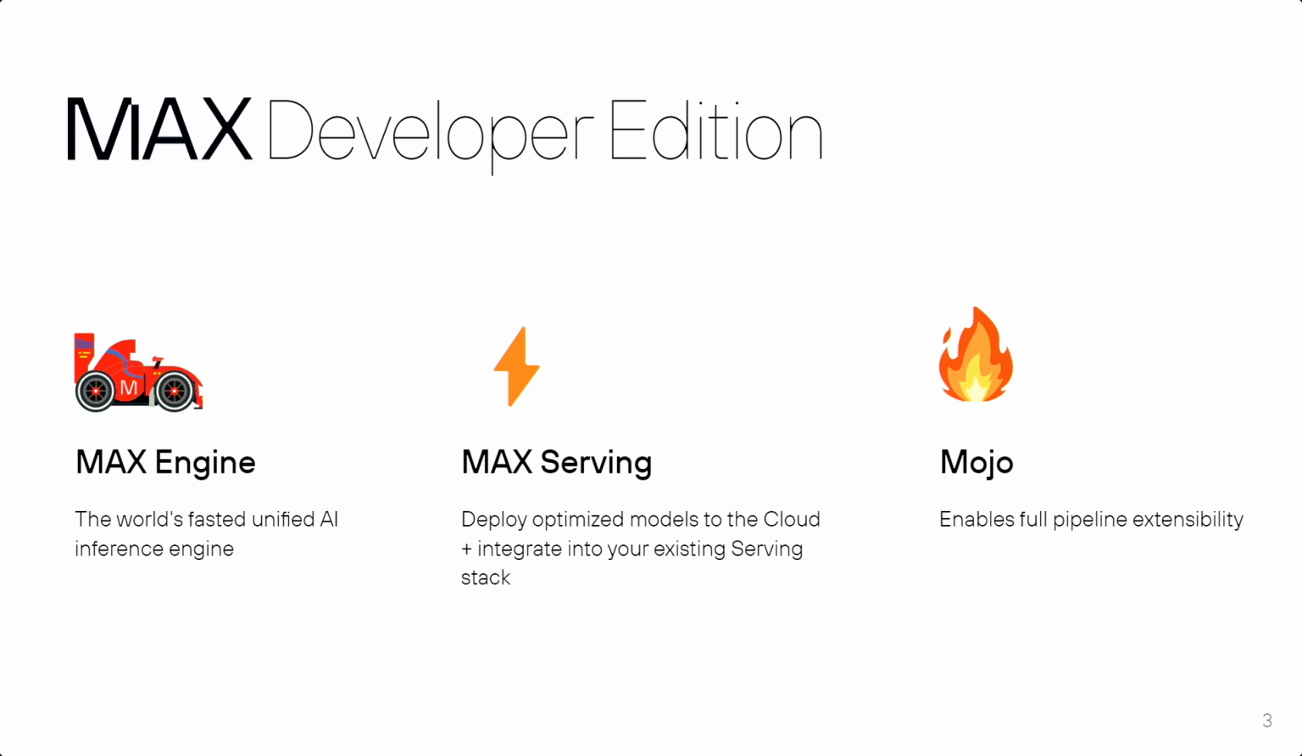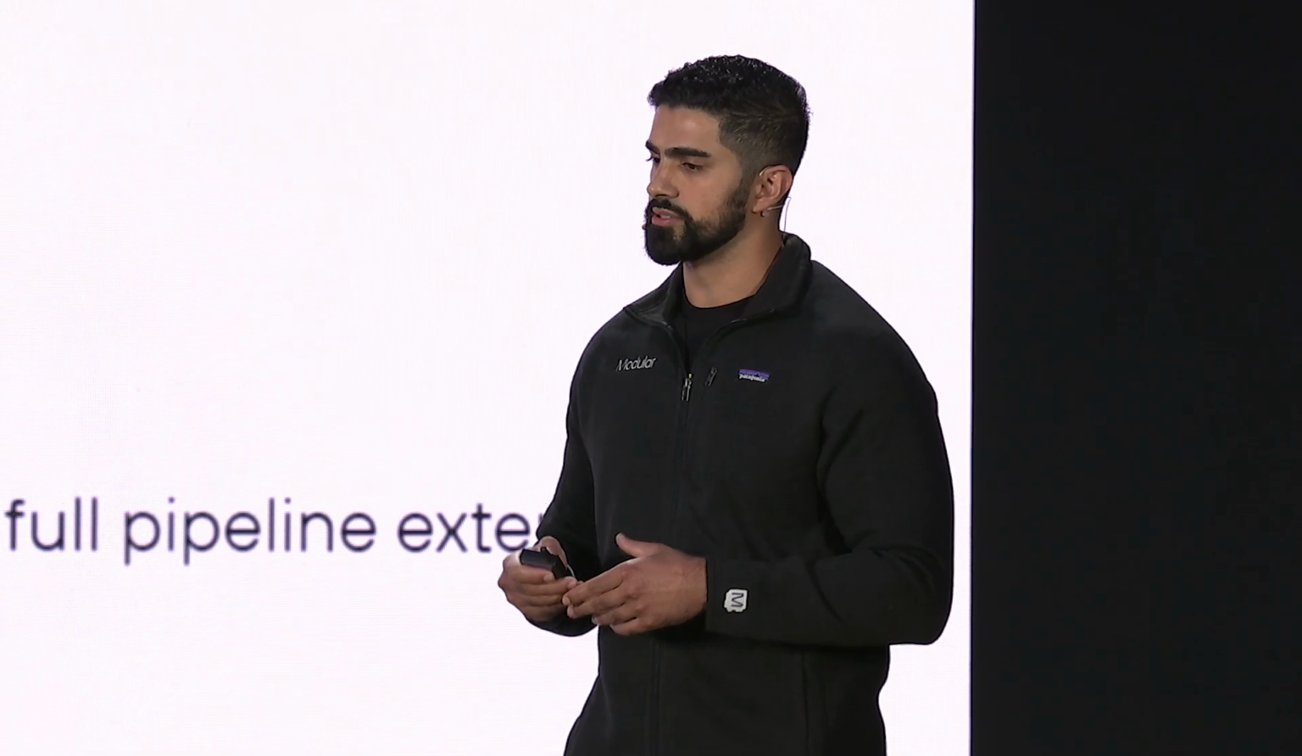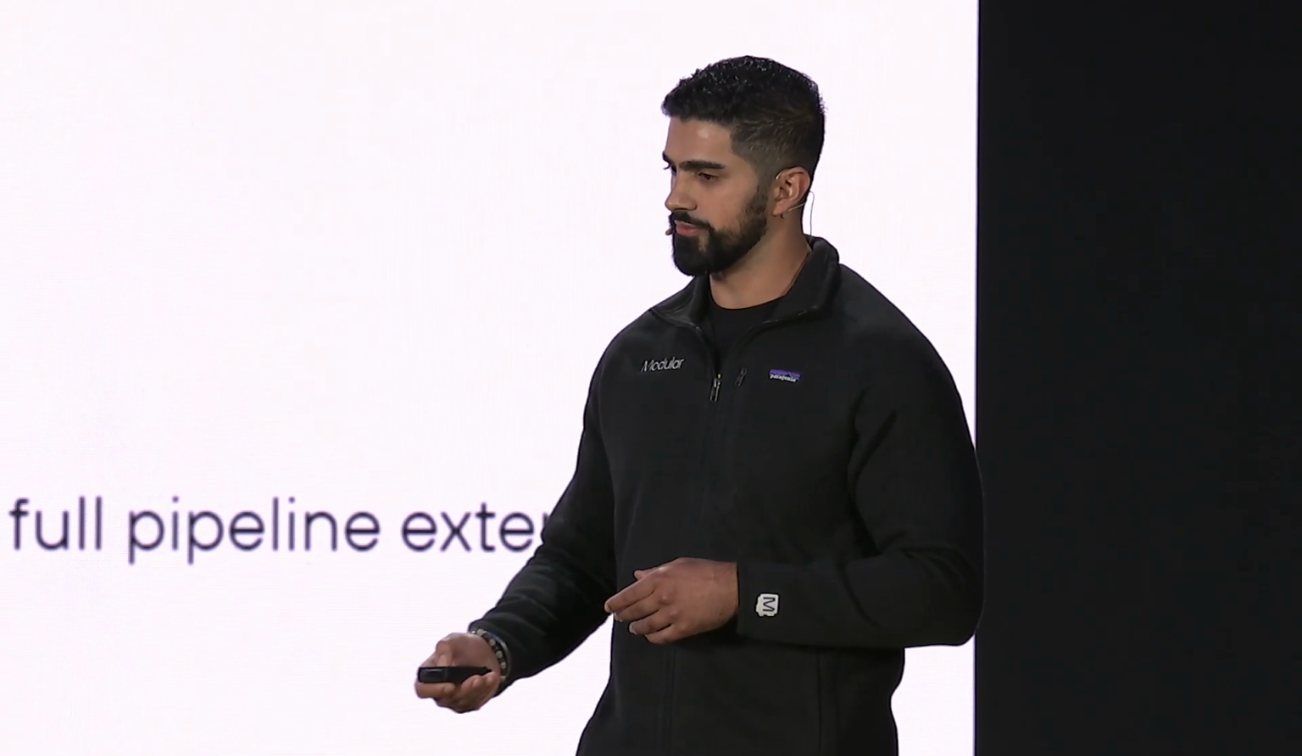It comes with C, C++, Python, and Mojo APIs, and enables you to use container infrastructures such as Kubernetes. It also includes the Mojo programming language, which ties all of this together to give you a unified AI infrastructure with full pipeline extensibility from pre- and post-processing to implementing custom ops for the engine itself.